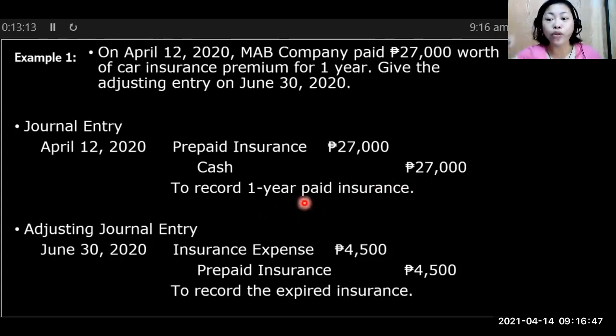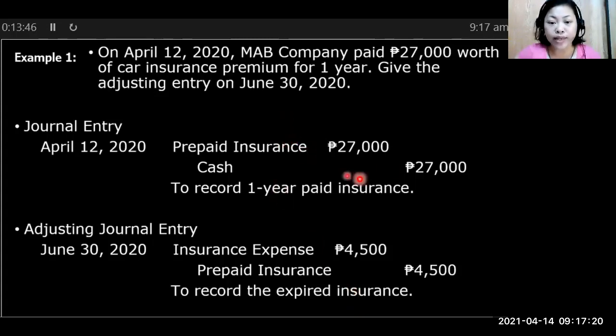During the end of the accounting period, your adjusting journal entry would be June 30, 2020. You debit insurance expense for 4,500 pesos and you credit prepaid insurance 4,500 pesos to record the expired insurance. Okay, so let's see how it happened. How did we get the 4,500?